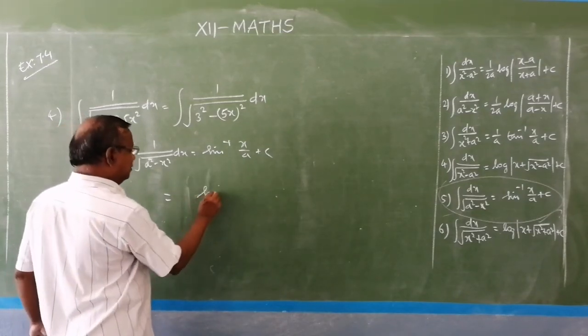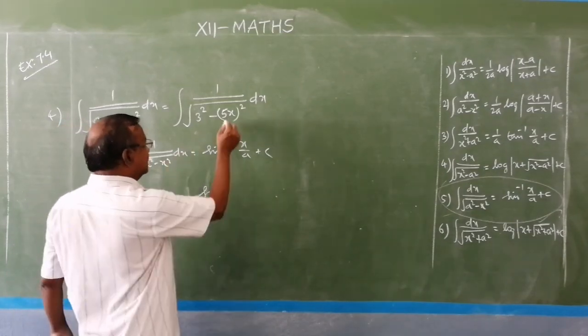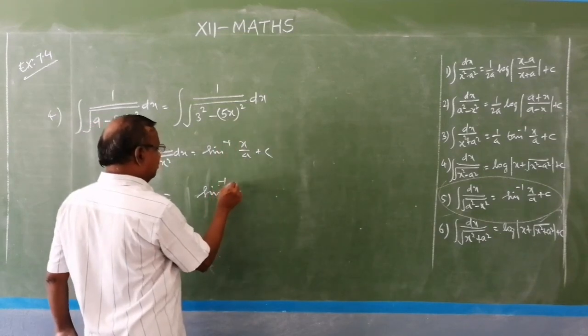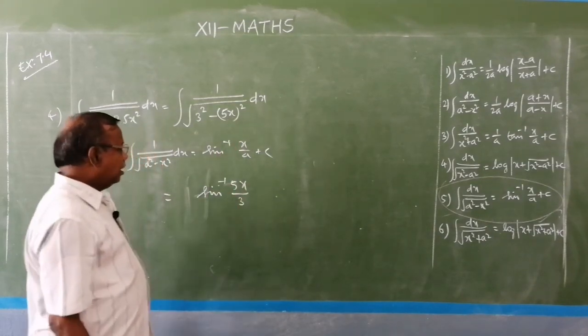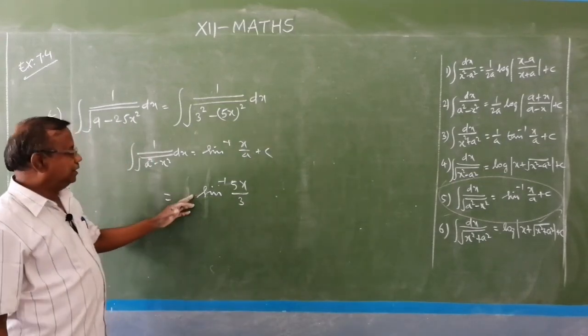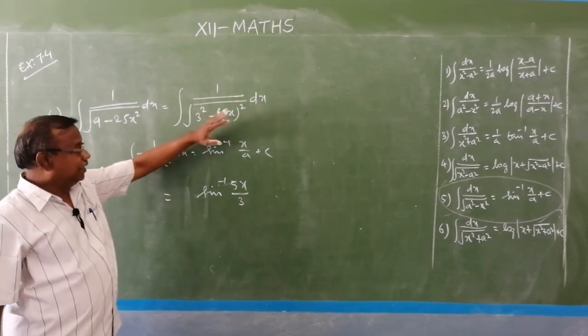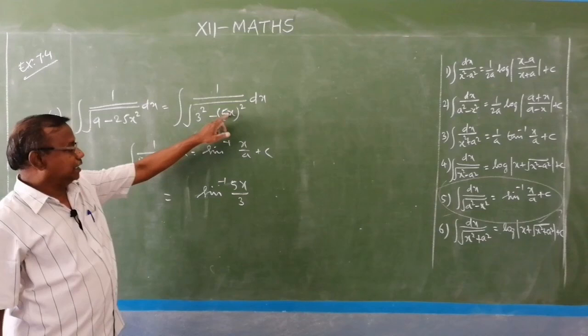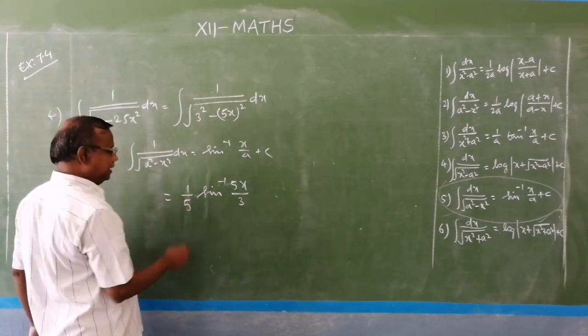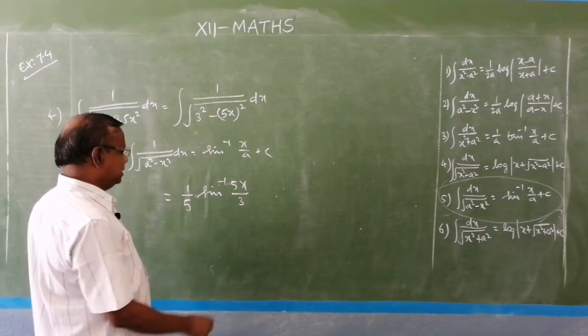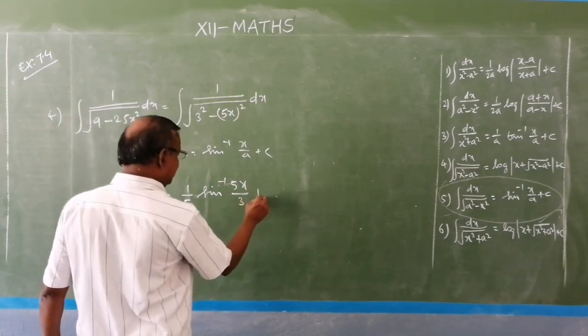Accordingly, this integral equals sin inverse of x by a. Here x means 5x, and a means 3, and we have to divide by the coefficient of x, that is 5. So it is 1 by 5 into sin inverse of 5x by 3 plus c.